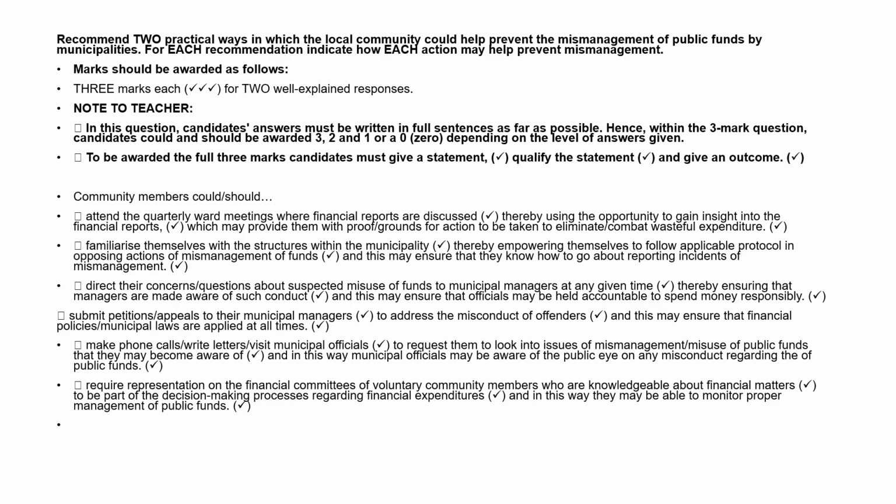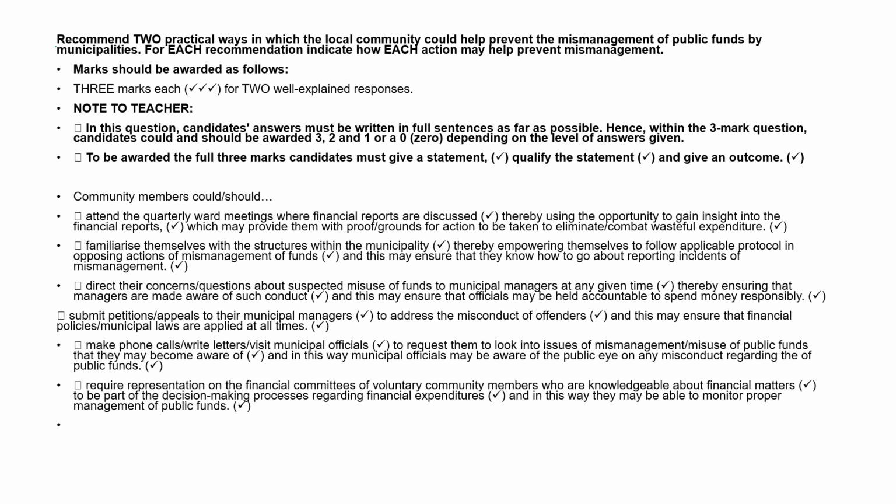Yes. Next slide. It says to recommend two practical ways in which the local community could help prevent mismanagement of public funds by the municipality. For each recommendation, include how each action may help prevent mismanagement. Again, it says recommend to municipalities.